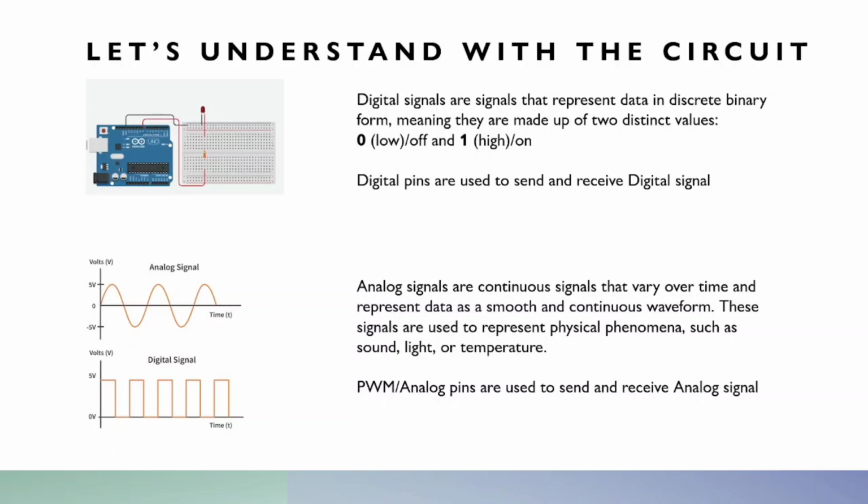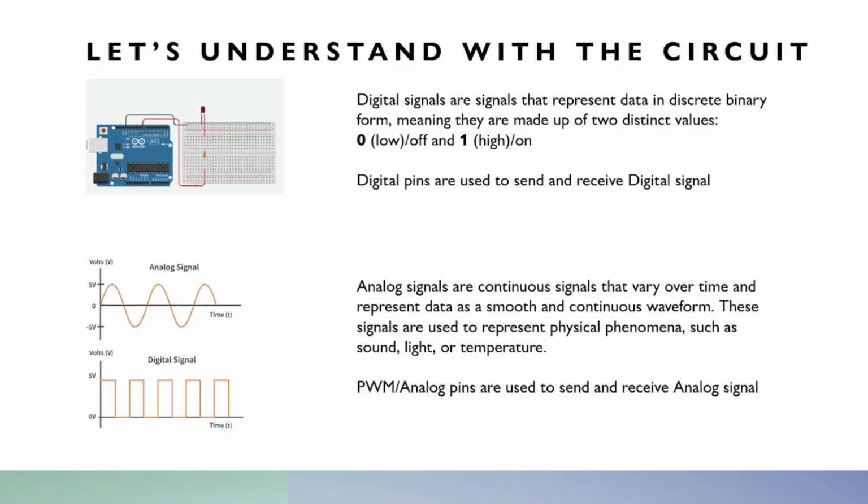Analog signal is a continuous signal that varies over time. We can gradually increase the voltage, we can gradually decrease the voltage. That is basically the analog signal. An analog signal can be sent and received with the help of analog pin or PWM pin. So pin number 8 is a digital pin. Analog pins are basically those pins which are marked with a negative sign. Those pins are known as PWM pins. When you have a closer look at the microcontroller, you will find it out.